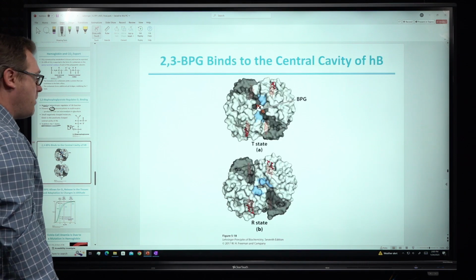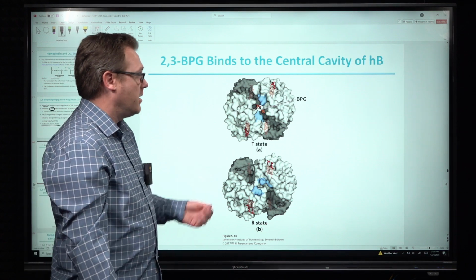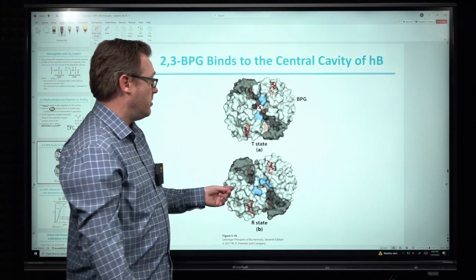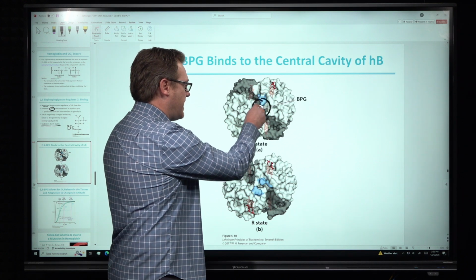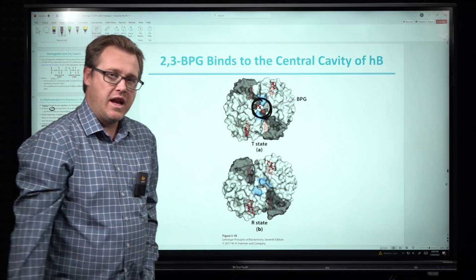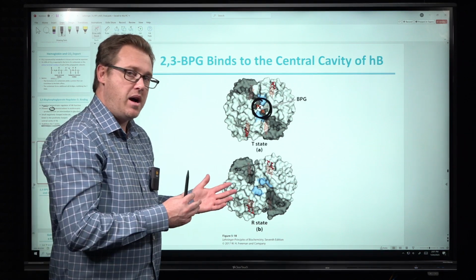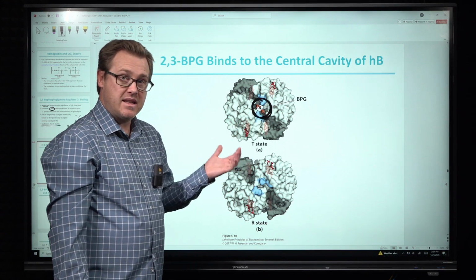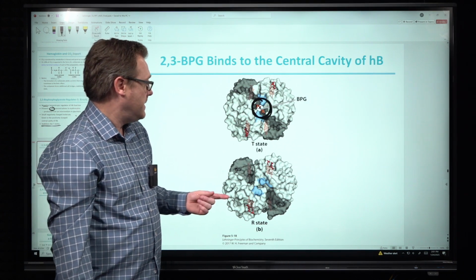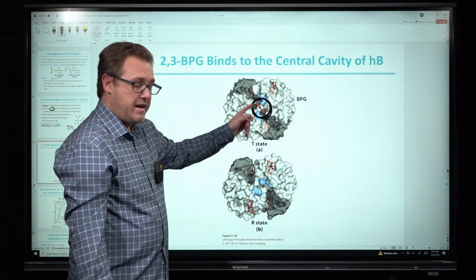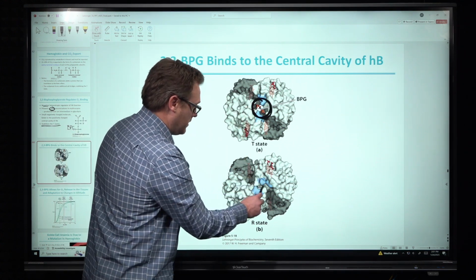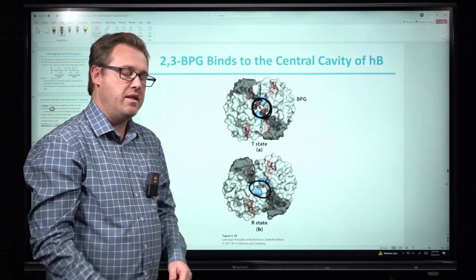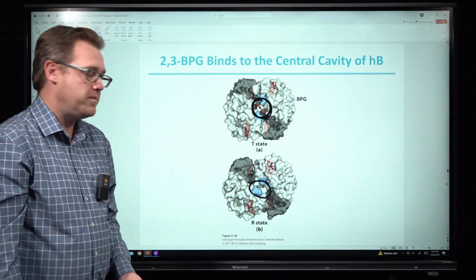Now, what I want you guys to know is that BPG, it's only one molecule for hemoglobin. And there's this cavity right in the center of hemoglobin where BPG goes in and binds. And when it binds there, it stabilizes the T state. Okay? But when that is released, you can see that hole shrinks. Okay? And when that hole shrinks, then it's stabilizing the R state.